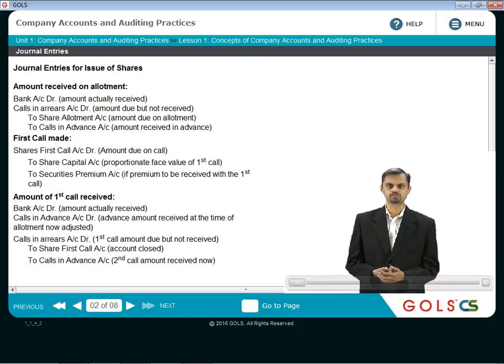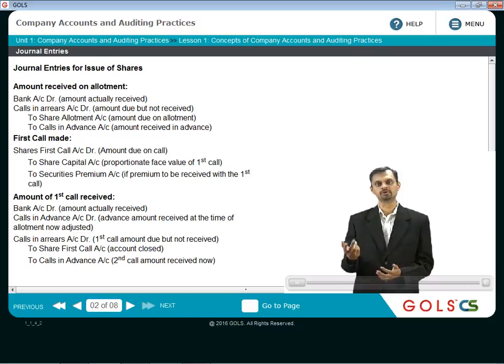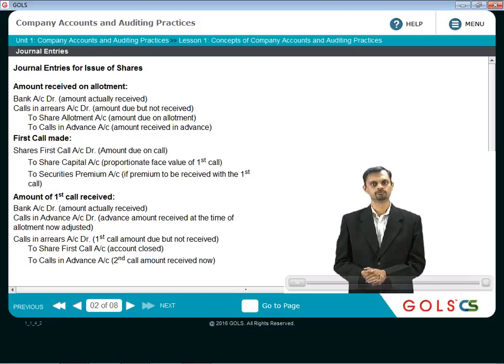If the first call money is not paid by some of the shareholders, that will get debited in calls in arrears account. Then share first call account will have to be closed, which in the earlier entry you had debited. So that is why two shares first call account. And if now the second call money people have paid at the time of first call, then that will get credited to calls in advance account. So two calls in advance account for that amount.